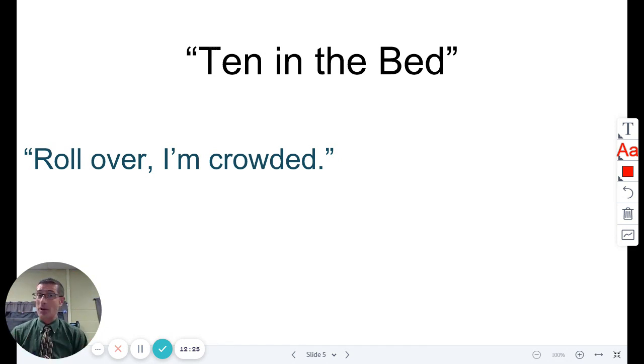So they all rolled over and one fell out. They all rolled over and one fell out. Remember, you got to follow the leader on that part, too. Ready? So they all rolled over and one fell out. You got it. Awesome. So we'll start at the beginning with ten in the bed.